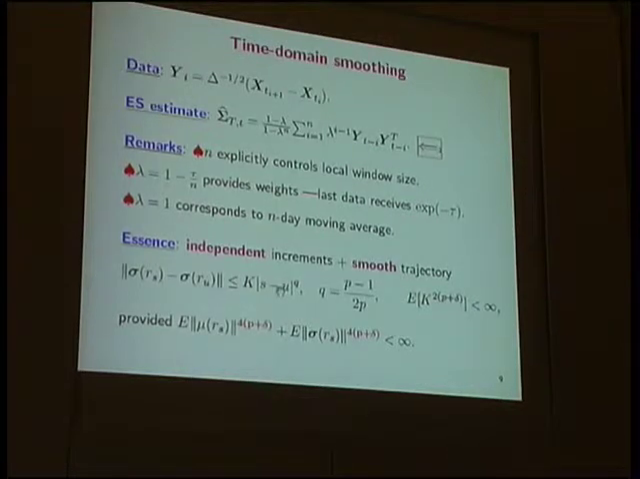Behind all of this is independent increments, more or less independent, so that we are adding an independent estimator to improve the variance, plus smoothness of trajectory. Because if I don't have smoothness of trajectory, I cannot localize in time. Imagine each day has completely different volatility, how can I average them? It doesn't make any mathematical sense.